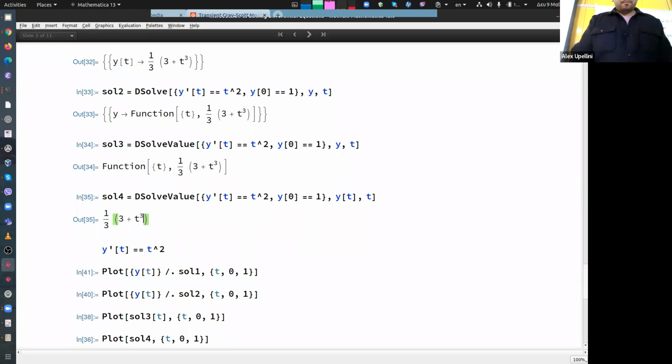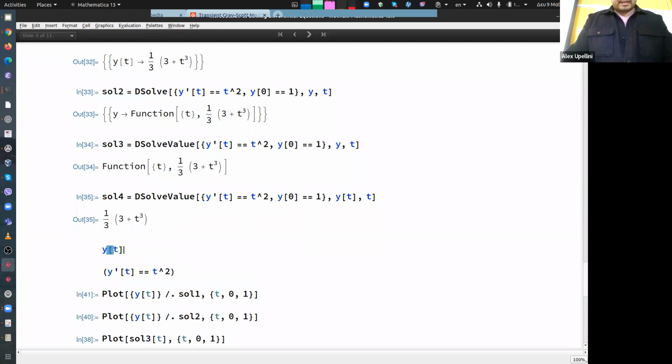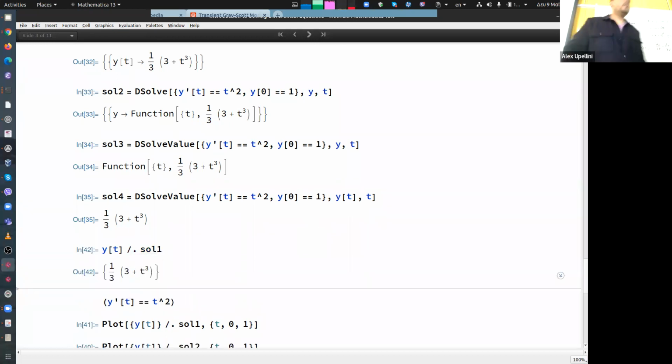Well, what I can do is to replace y of t by the value I found before. So I can say replace y of t by solution 1, for example. Okay? So if I replace y of t by the replacement contained here, I get this list. I can just say replace that solution in the differential equation and see if it's 0. But it will work for the second one, but not for the first one.